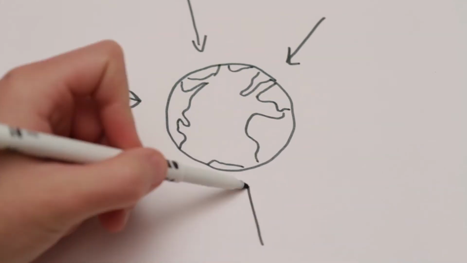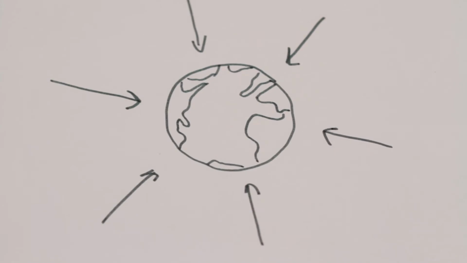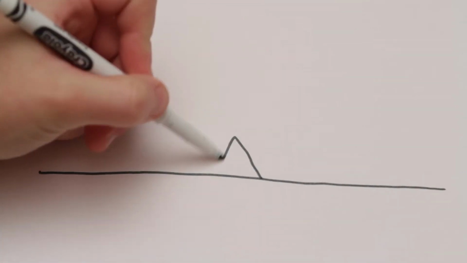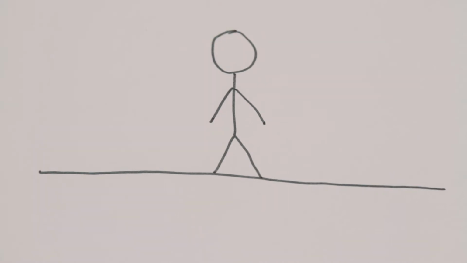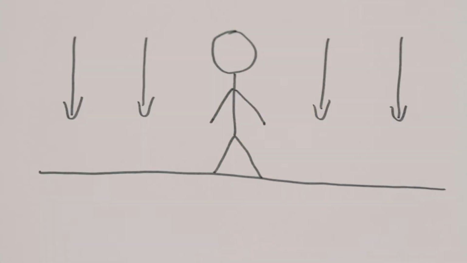So this is what the forces look like from far away. But what if we looked at everything from the surface? Everything appears to be falling in one direction, down. So it looks more or less like this.